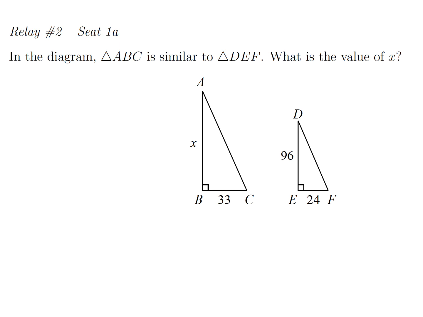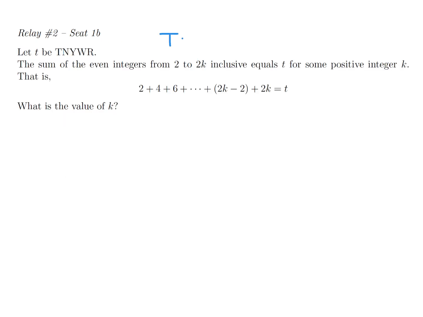In the diagram, triangle ABC is similar to triangle DEF. What is the value of x? So x over 96 is the same as 33 over 24. And when you do this math, you get 96 times 33 over 24. And that looks like 4 times 33, which is 132. T is 132.